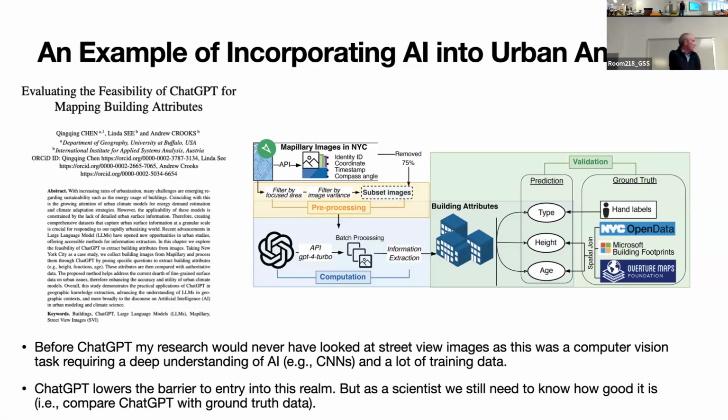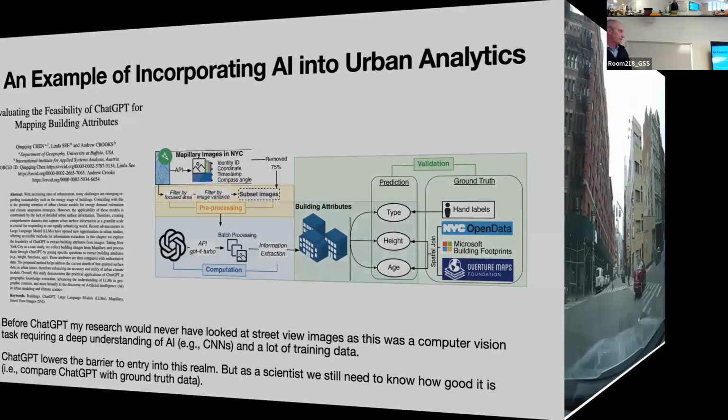So what we've been working on with Ching Ching and Linda is to build a database of building heights, building age, and building type for global coverage, using crowdsourced street view imagery. Why do you want to do that? Building energy use models need this information, but it's not currently available. So the question is, how good is ChatGPT at doing this type of thing?